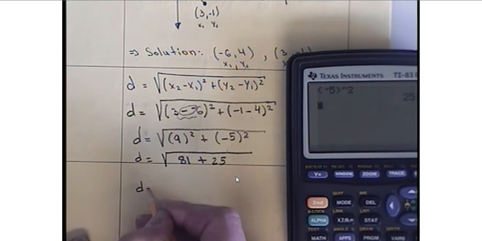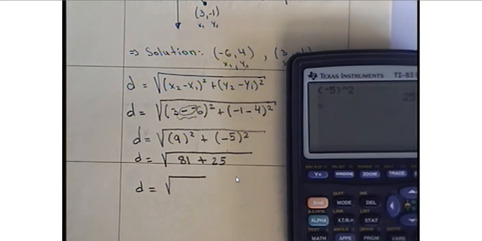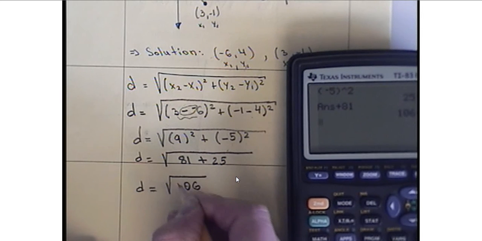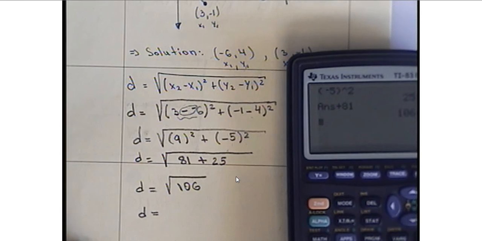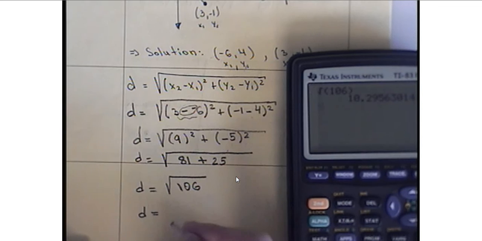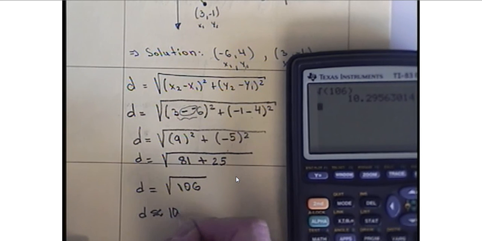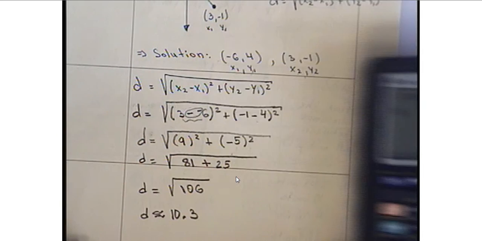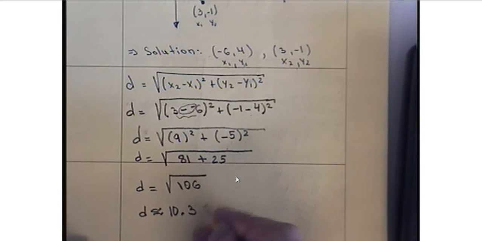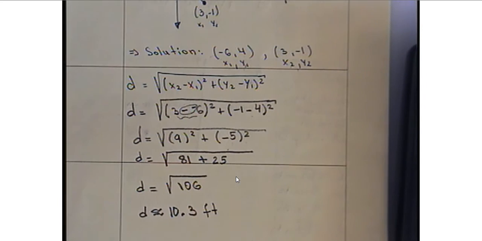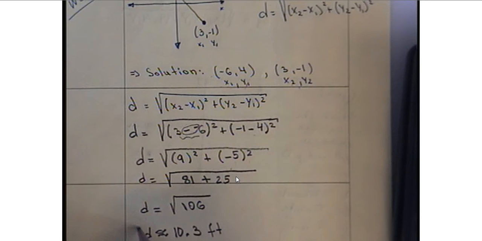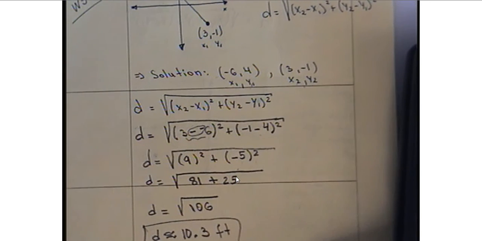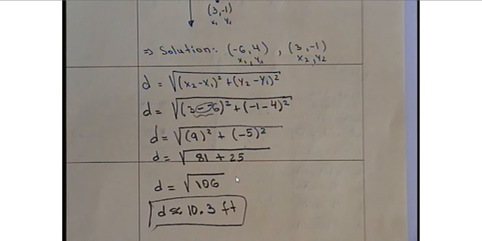So the distance is the square root of 81 plus 25, which is 106. So square root of 106 is approximately 10.3, and we don't have units, let's call it feet. 10.3 feet will be the distance between those 2 points. With that, we are done applying the distance formula, and we found what the distance is equal to.